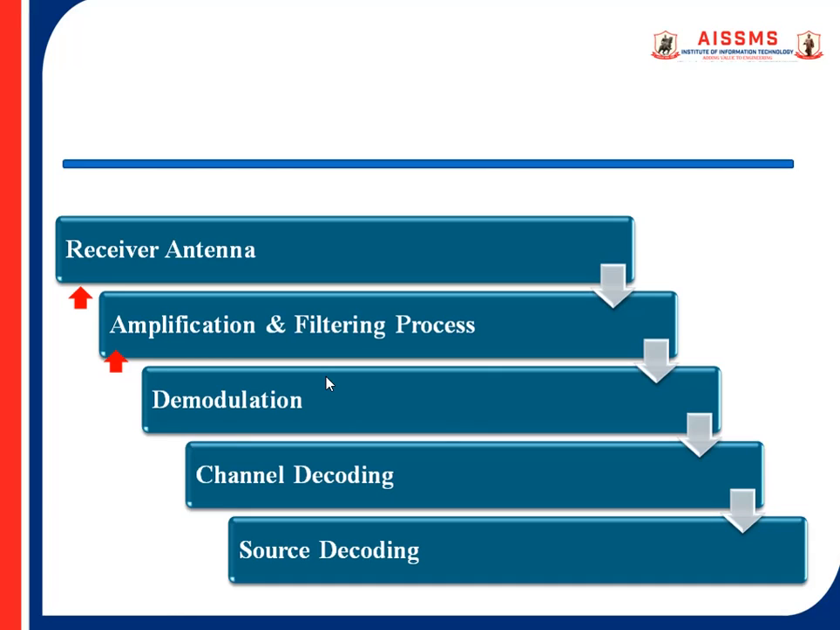Due to various types of losses and interferences, the magnitude and shape of the signal is changed, and it has to pass through a series of amplification and filtering processes. It is then transformed back to a baseband signal through the process of demodulation and detection.